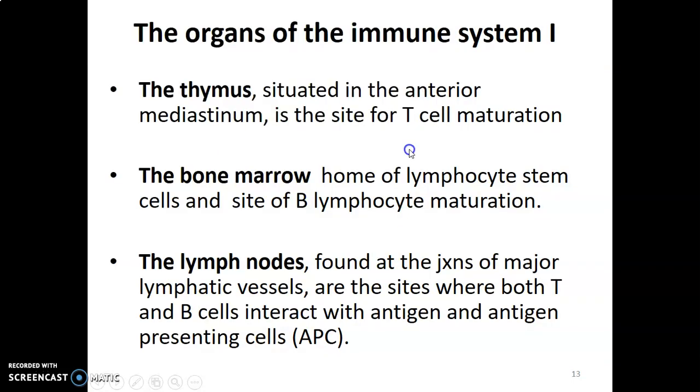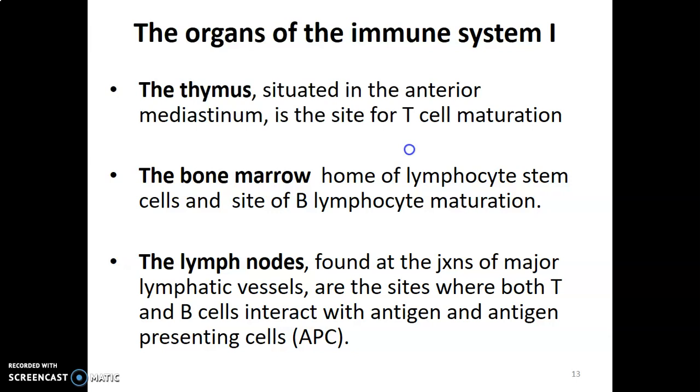So we have different organs of the immune system. The thymus, which is located in the anterior mediastinum of the thorax, is a site for T cell maturation. Then we have the bone marrow, which is actually the home of the lymphocyte system, where the lymphocytes are produced and maturation of B cells occurs.